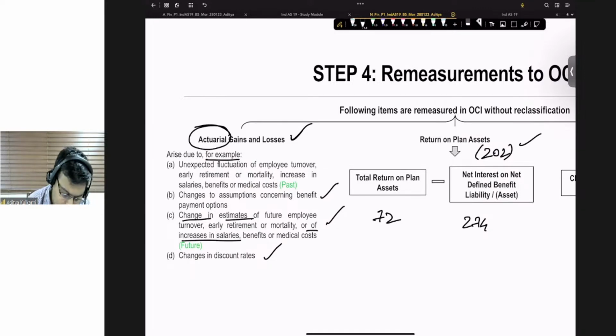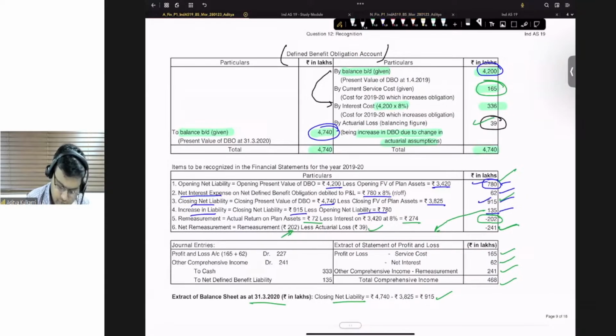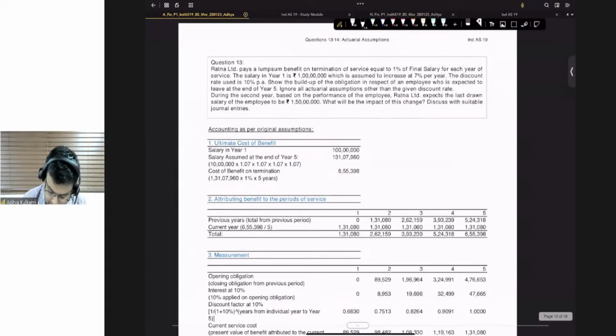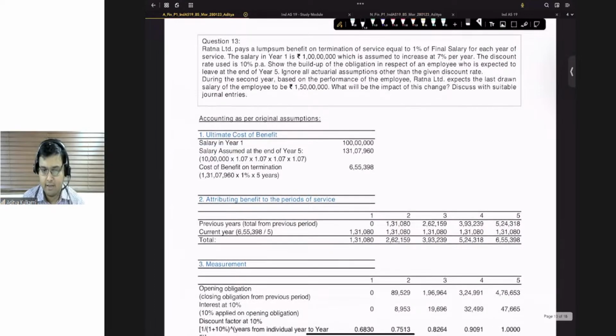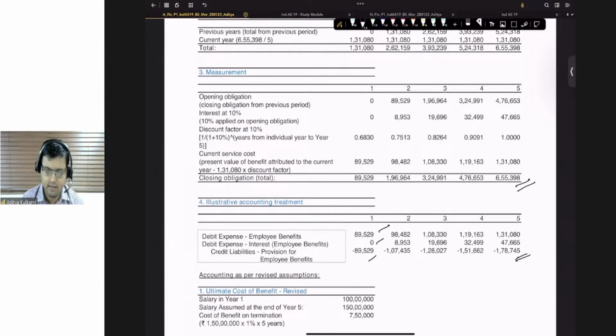So let us look at the impact of this in the solution. Okay, so we had this initial impact. It is the same like the last one. No change in this. Okay, so 89,529 debit, interest to provision for employee benefits. So exactly the same. There is no change in this. This part is the same as the earlier one.